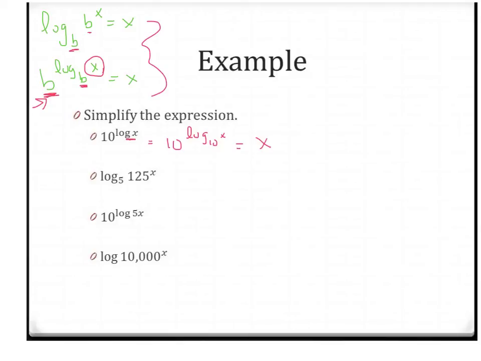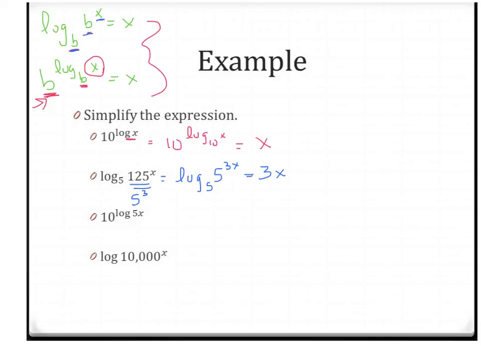For the next one, notice on both of these inverses, you have this b that's in common in both places. Well, in this next one I don't necessarily have that, but if this is log base 5, is there any way I can write 125 with a 5 instead of a 125? Well, that's 5 cubed. So this becomes 5 to the 3x. Now I'm on that first one, log base b of b to the x. So this is going to equal 3x.